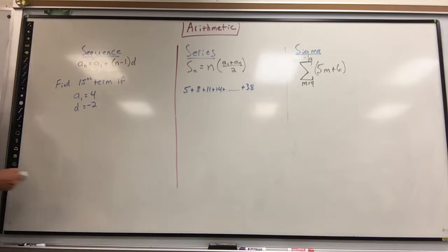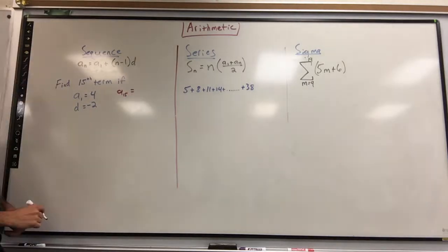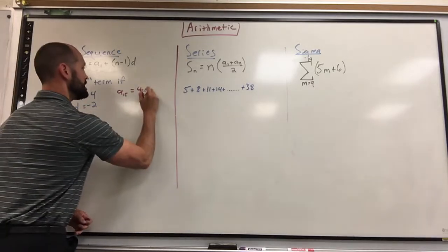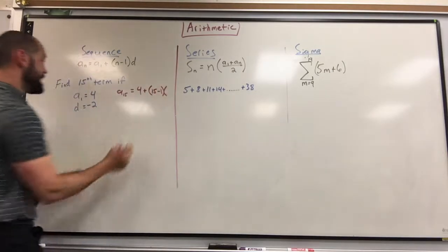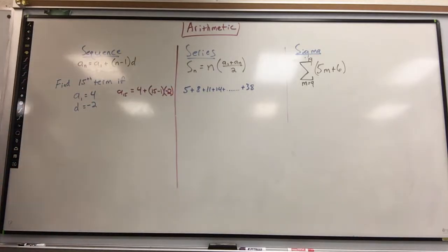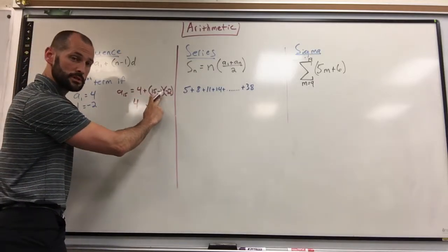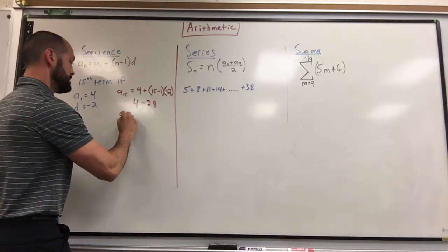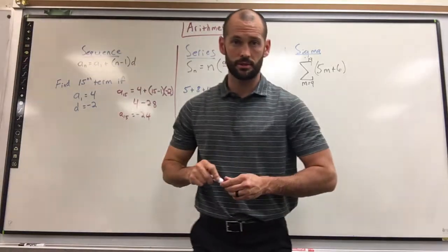Plug and chug. Here we go. They want the 15th term, which means they want a sub 15. It equals a sub 1, which is my first term, which they told me, plus n, they already told us, it's 15, minus 1 times my common difference of -2. All of it is just plugged in for us. Now it's just our turn to solve. We get 4. Now, careful here. 15 minus 1 is 14, times -2 is -28. I arrive at my answer: the 15th term is -24. They are that fast and simple if you know what you're doing, which I do.